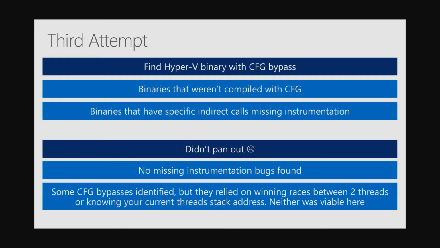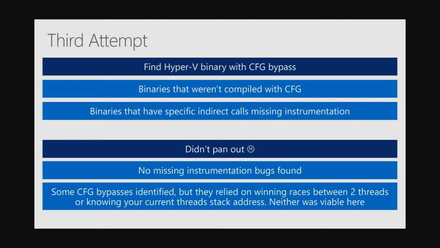But I figured maybe that would be easy. Maybe what I could do is go and look at all the binaries that get loaded into the worker process, and find a binary that was not compiled with control flow guard at all. If that was the case, it would have a whole bunch of unprotected indirect calls, so that would hopefully make it pretty easy for me to bypass CFG. But I did not find any binaries that were not compiled with control flow guard.